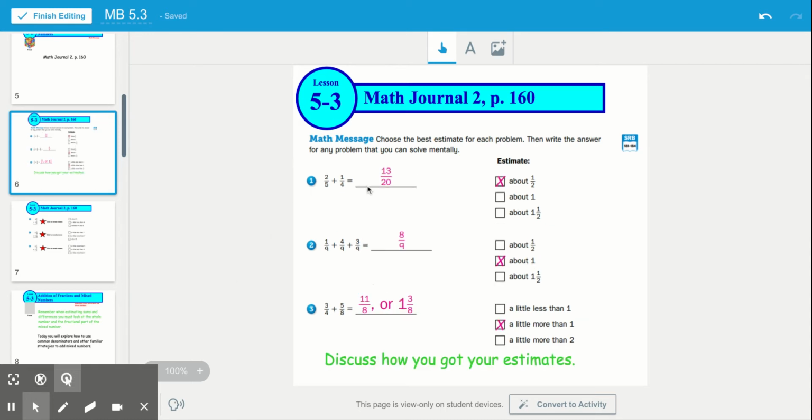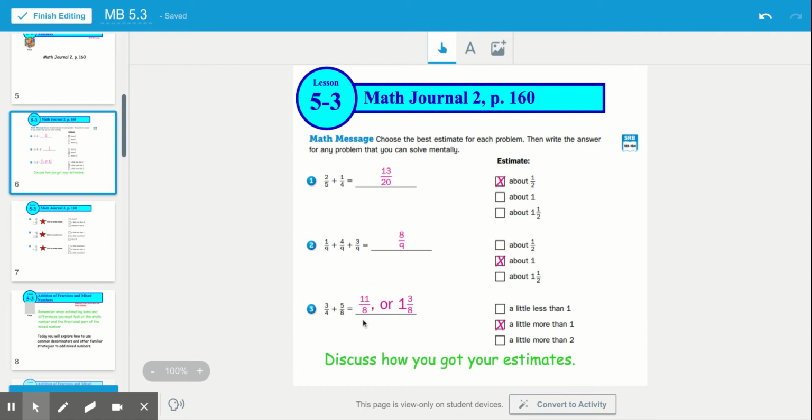All right, for number 1, the answer could be 13/20. 20 is the common denominator, and your estimate should be about 1/2. Number 2, you can mentally solve this. You already have the same denominator all the way across, so you just have to add 1 plus 4 plus 3, and you get 8/9, and you see the estimate is about 1.